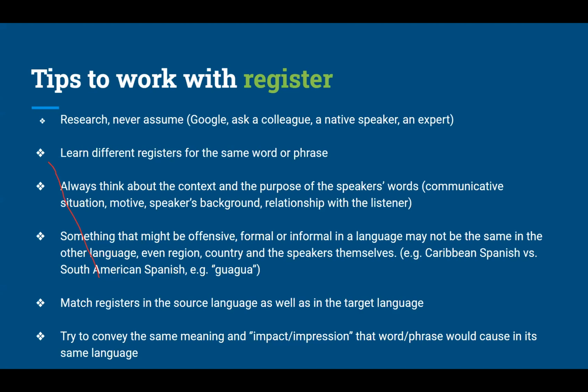And I always think about the context and the purpose of the speaker's words. What do they want to accomplish? What are they saying? And you try to mimic that same effect, the same impact it would have in their own language, when you translate it for the other person, or at least what is expected. Also, something that might be offensive, formal, or informal in a language may not be in another language, or even region or country.